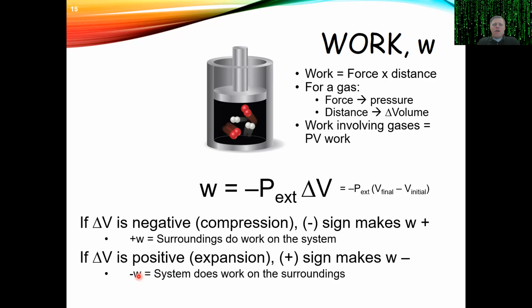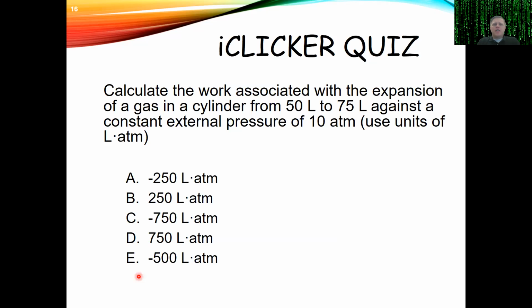Okay? Let's give you a practice here. Let's have you calculate the work associated with the expansion of a gas in a cylinder from 50 liters to 75 liters against a constant external pressure of 10 atmospheres. All right, so for this part, remember that our work is equal to our negative P external delta V. Go ahead and pause the video real fast and try and figure this one out.